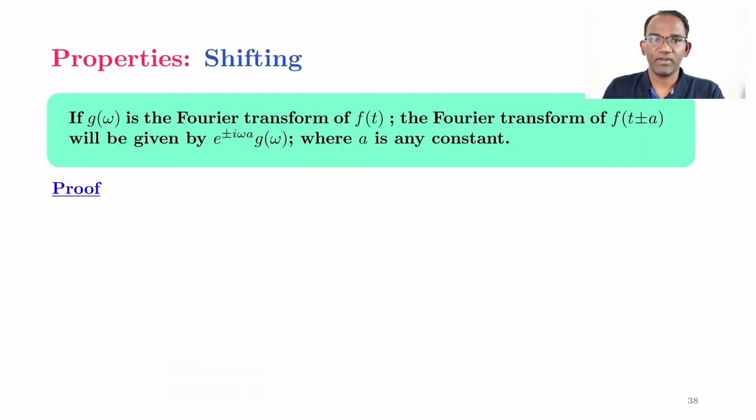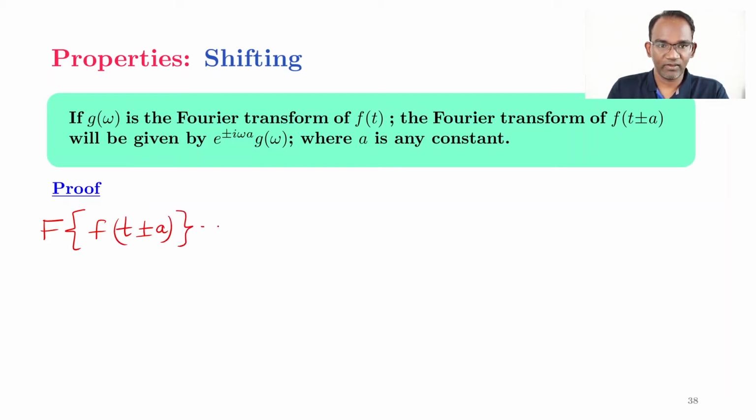Now the next property that we have to discuss is the shifting property. If g(omega) is the Fourier transform of f(t), the Fourier transform of f(t plus or minus a) will be given by e raised to plus or minus i omega a times g(omega), where a is any constant. So this is a shifting property. Let us try to prove that. We have the Fourier transform of f(t plus or minus a) equal to 1 over square root of 2 pi integral from minus infinity to plus infinity f(t plus or minus a) e raised to minus i omega t dt.